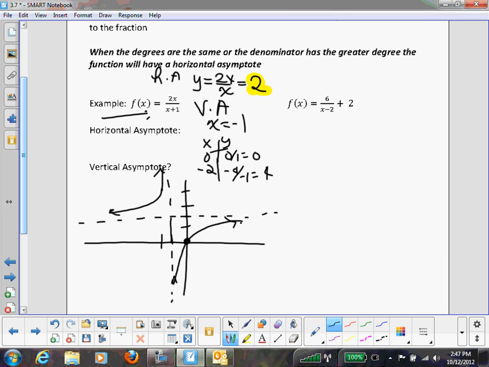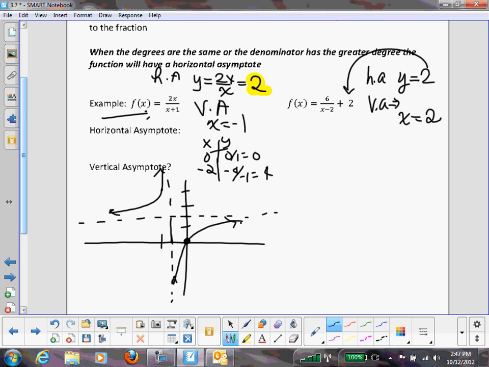Okay? So here, my horizontal asymptote is at y equals what? And it's this 2 right here. And my vertical asymptote is at what? What's 2? X equals 2. Even if you graph this right, I will take off if you're just telling me that it's a number. I want it as an equation.